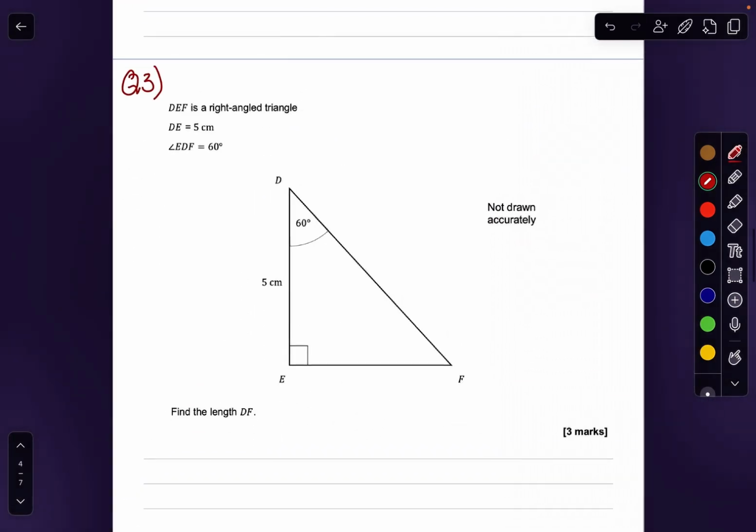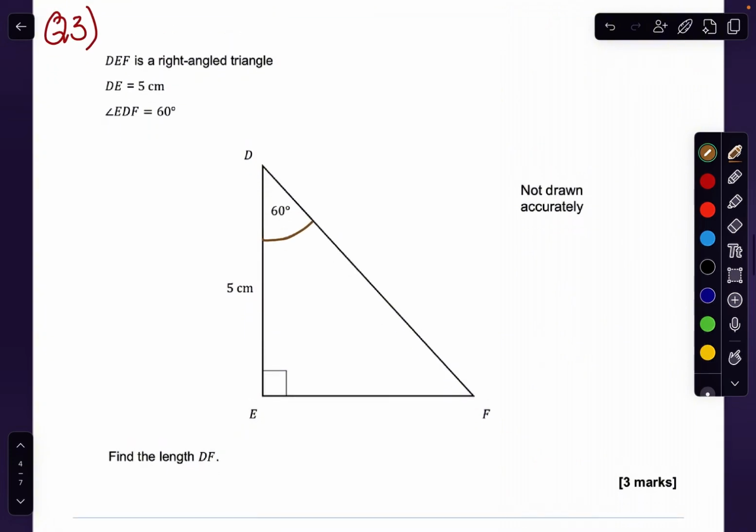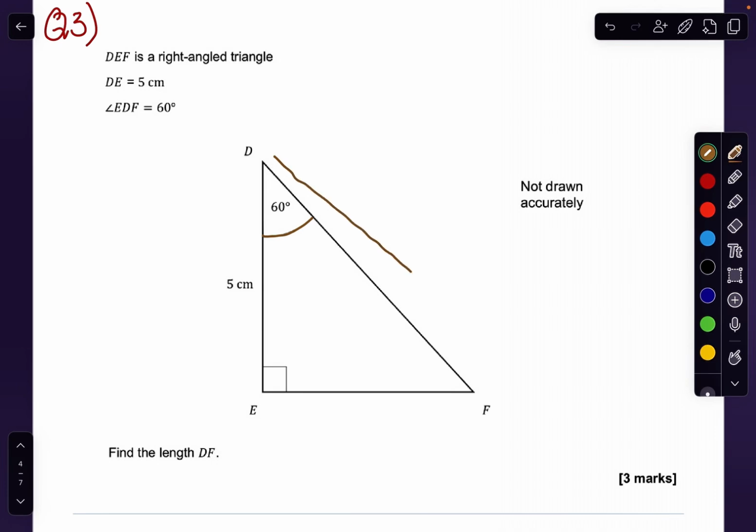Moving to question number 3, it says DEF is another right angle triangle and DE is 5 centimeters. We are given an angle here that is 60 degrees, and it is a right angle triangle. DEF triangle is a right angle and DE is 5 centimeters given. Working out the length of DF, we are working out this longer length over here, DF, which is opposite the 90 degrees, that's the hypotenuse here.